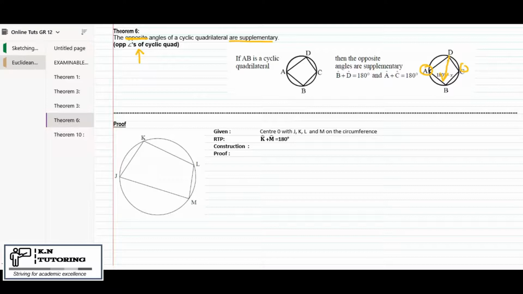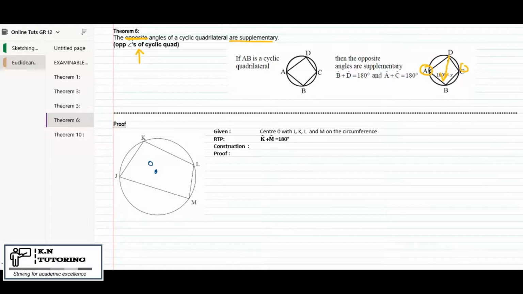I have to use a different color. I wanted black, but it's fine. Center O. J, K, L, M on the circumference. So that is what is given. The circle is given there with a center O, and J, K, L, M on the circumference.